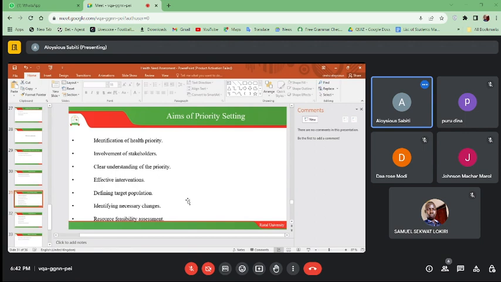So if you set a priority of increasing the knowledge on attending antenatal care, or increasing the knowledge on nutritional feeding for infants, then after you've identified the priority as nutritional feeding for children, then you involve the stakeholders. Who are the stakeholders in this regard? We're talking about the men. We're talking about the women, pregnant or breastfeeding women. We're talking about clear understanding of the priority.